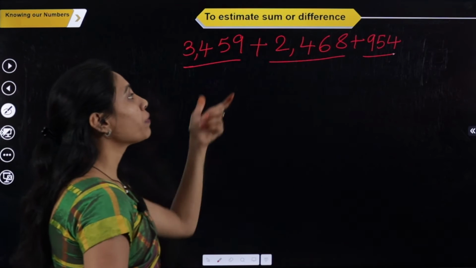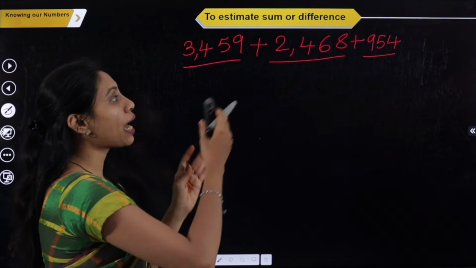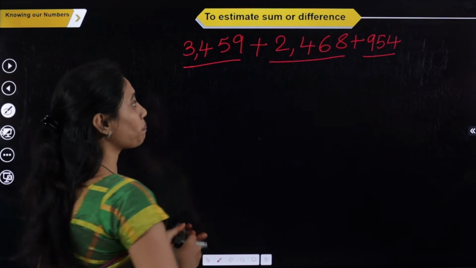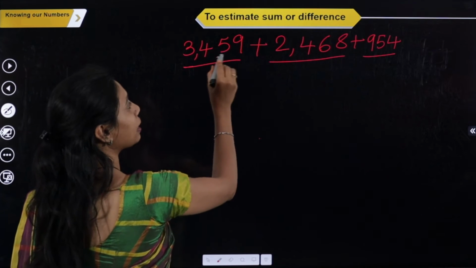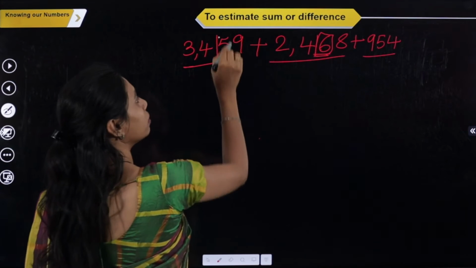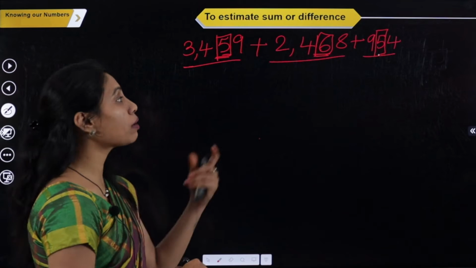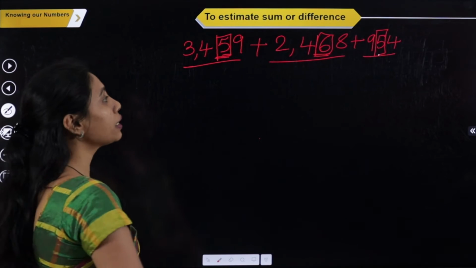So, what will we do? In all the numbers we will be rounding off to the highest hundreds place. So, let us underline the tens place here, here also the tens place, and in this number also the tens place. Now, we will write what will be the number after underlining the tens digit.